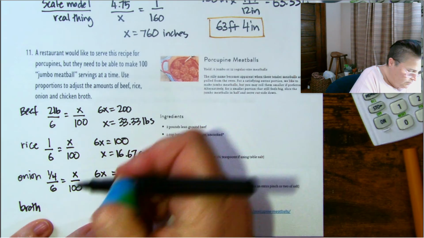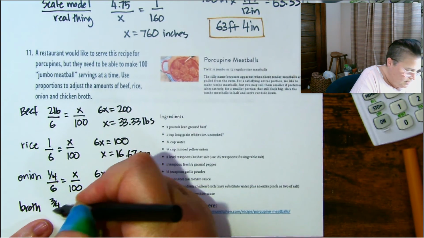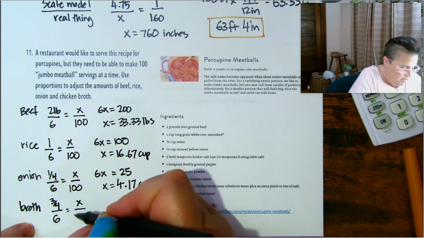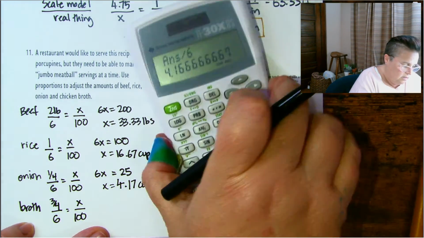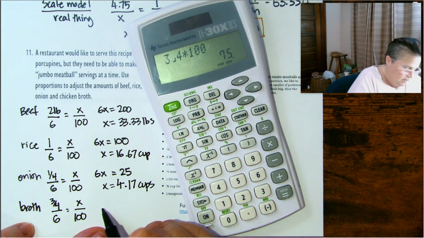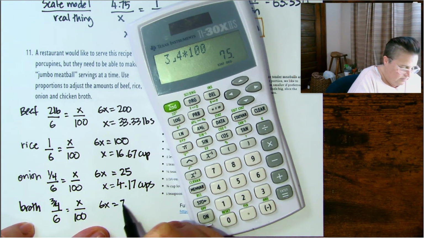Okay, so for this one, we'd need 3/4 gives us 6 jumbo meatballs. And how many would give us 100? So I'll do the 3/4 times 100. So 6x would be 75.